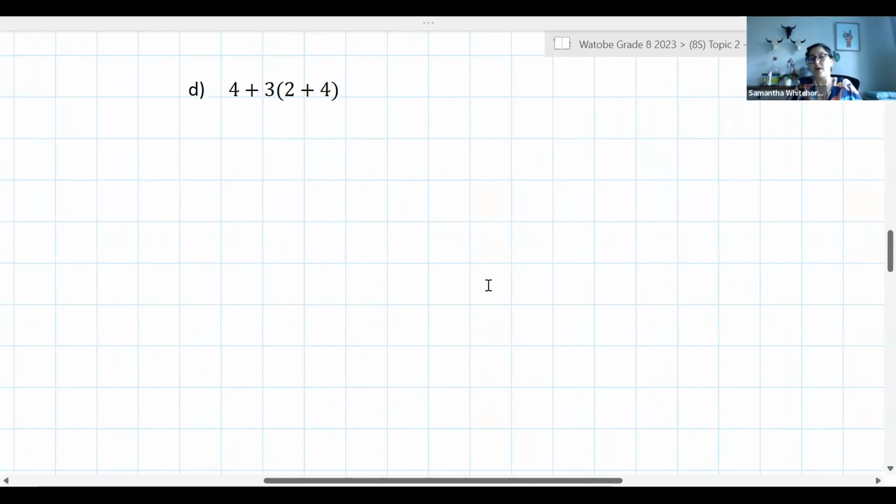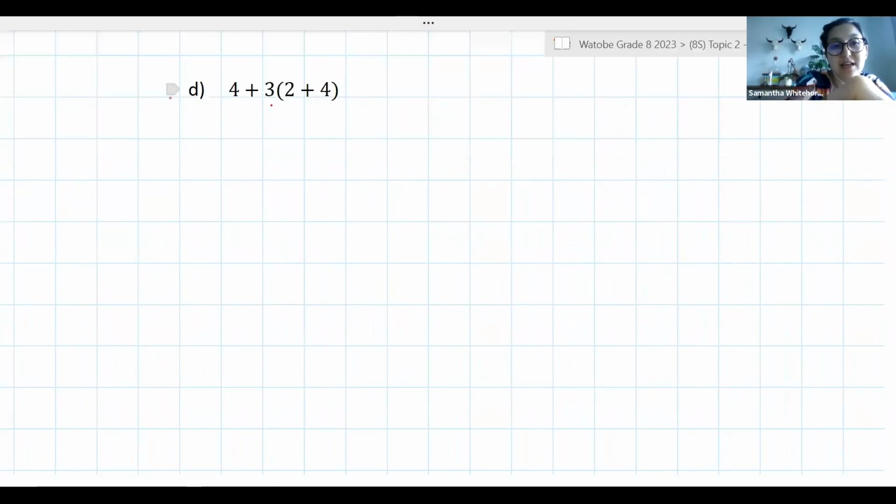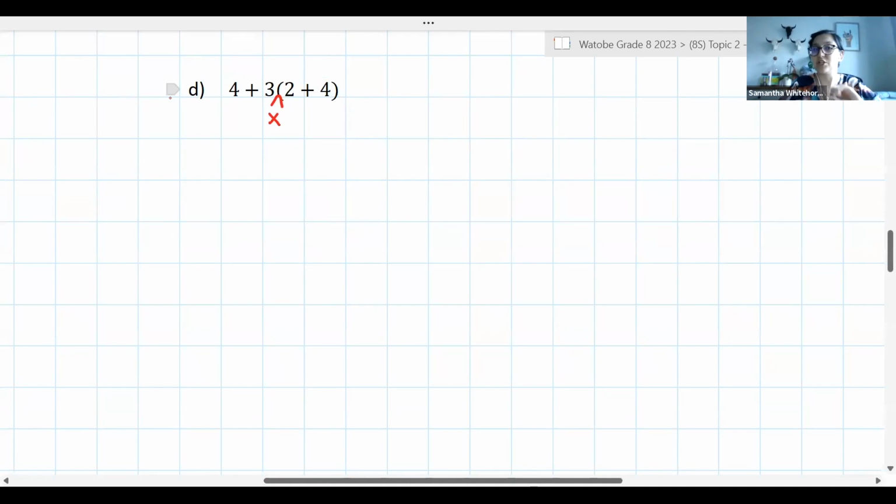Okay, so I want you to try question D by yourselves. The only thing I'm going to say is, remember, when there's nothing in between a number and a bracket, there is a multiplication going on there. So just remember that operation. But I'm going to give you guys a minute or so to have a look, to give it a try, and then I'm going to ask for some answers, okay?